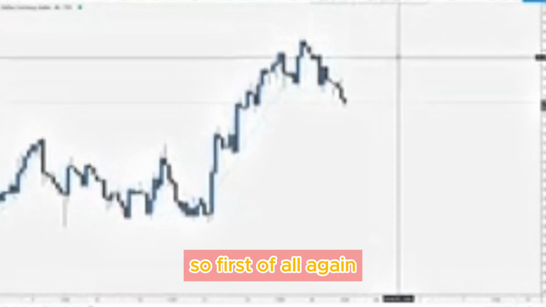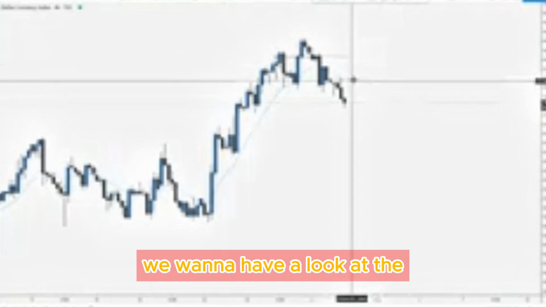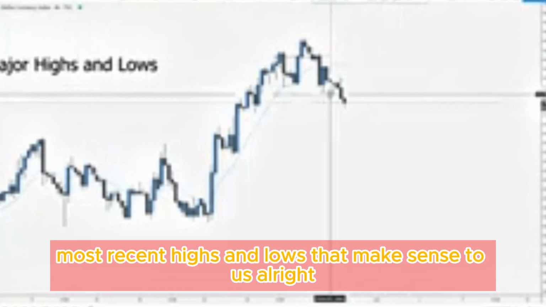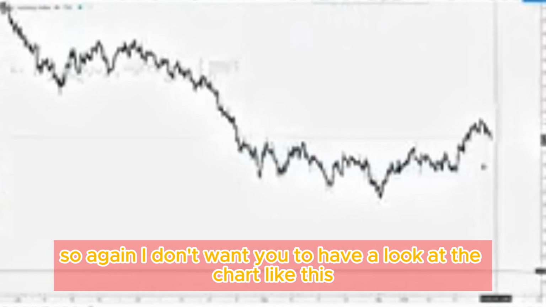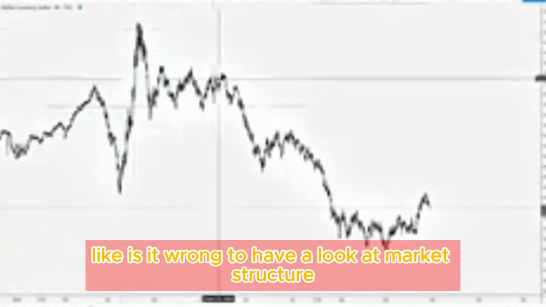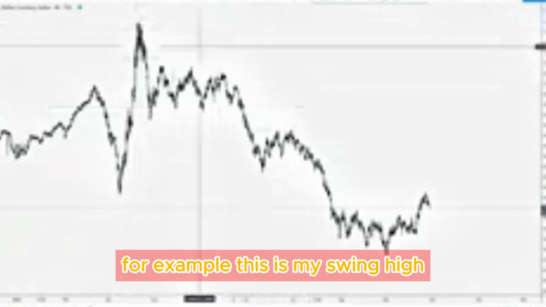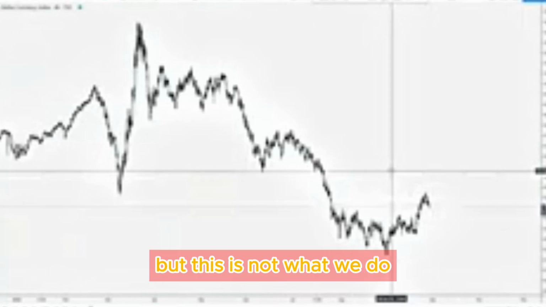Secondly, first of all, again, remember, what is the overall direction? Secondly, we want to have a look at the most recent highs and lows that make sense to us. Alright, so again, I don't want you to have a look at the chart like this. Don't open your chart like this. Is it wrong to have a look at market structure? For example, this is my swing high, my swing low, swing high. It's not wrong, but this is not what we do.